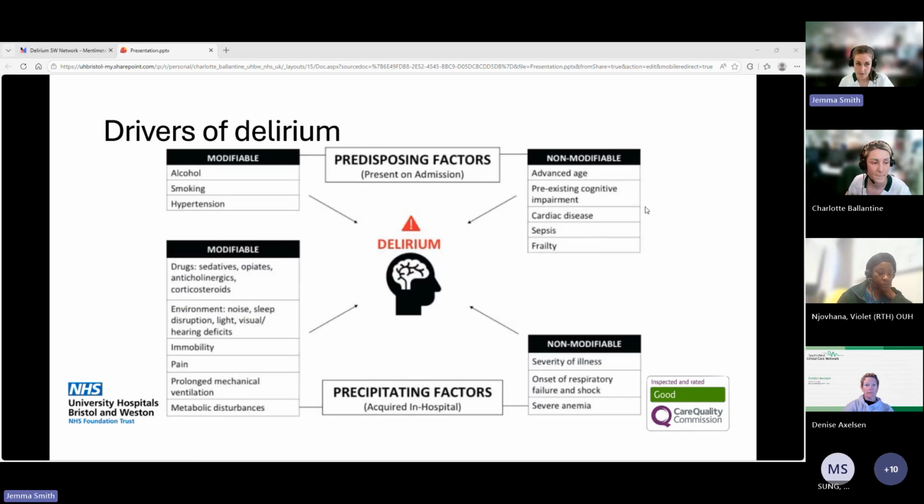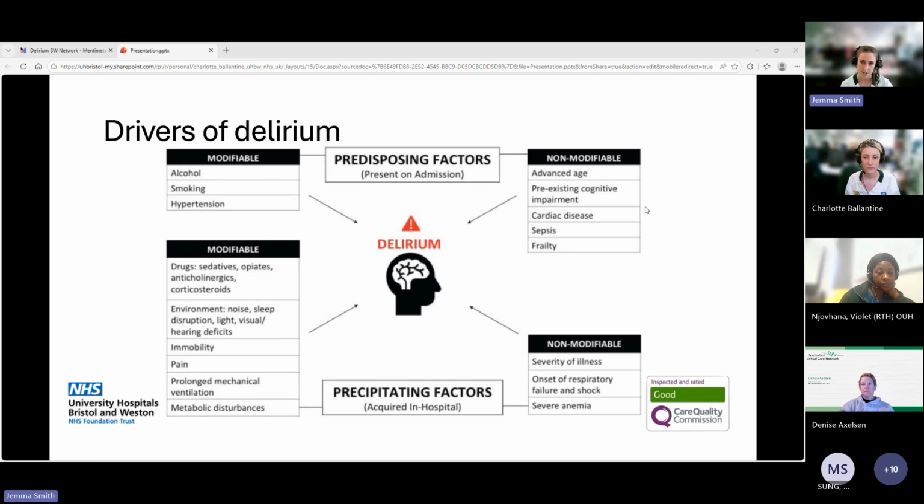So here we've just got a bit of a mind map that demonstrates all of the different factors that can contribute to delirium and make it worse, the risk factors that we might be able to pick up immediately in somebody's medical notes.